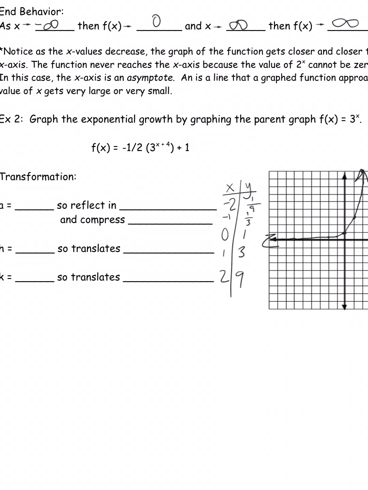So now we're going to transform. Now the transformations are the same as we've had all year. We have A, we have H, and we have K. Our A in this case is negative 1/2. That negative means that we're going to reflect in the x-axis, and the 1/2 means we are going to compress it vertically. The H is negative 4, and so that's going to translate 4 units left. And the K is 1, so that means we translate up 1 unit.